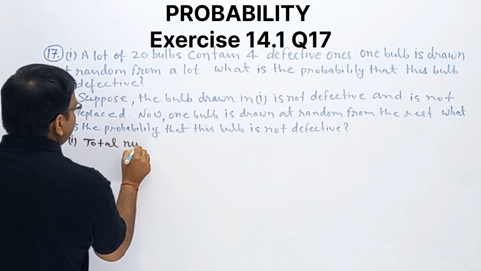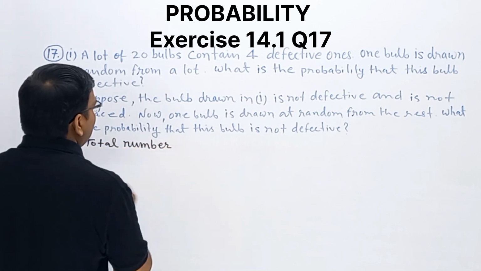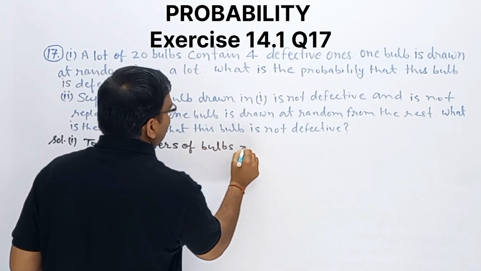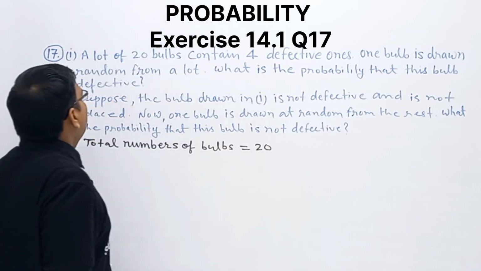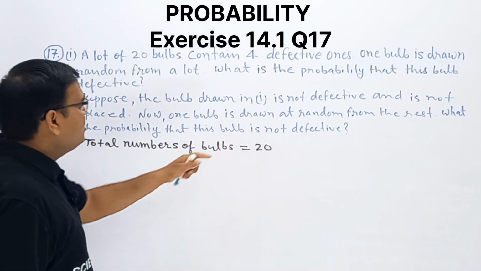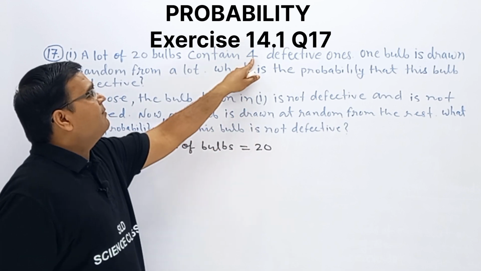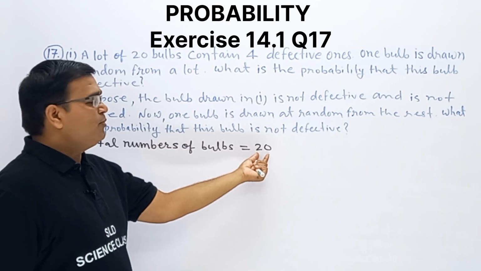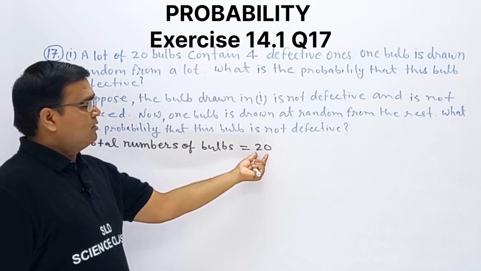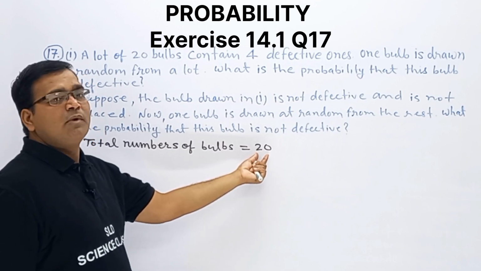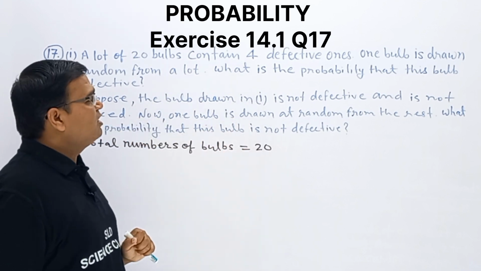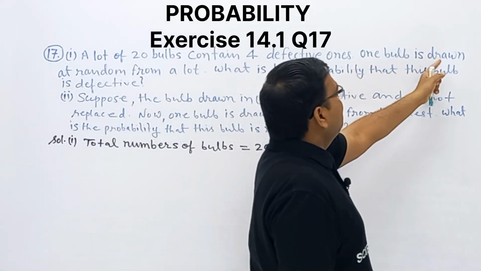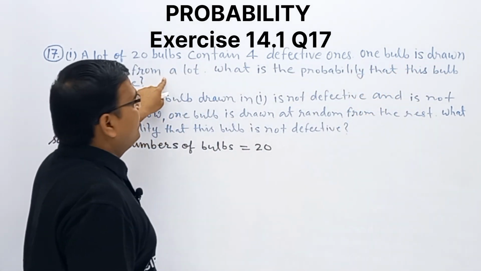Total number of bulbs equals what? 20. A lot of 20 bulbs. In these 20 bulbs, we have 4 defective ones. With 4 defective ones, the good ones will be 20 minus 4, 16 bulbs. These are good. The remaining 4 are defective. Clear?